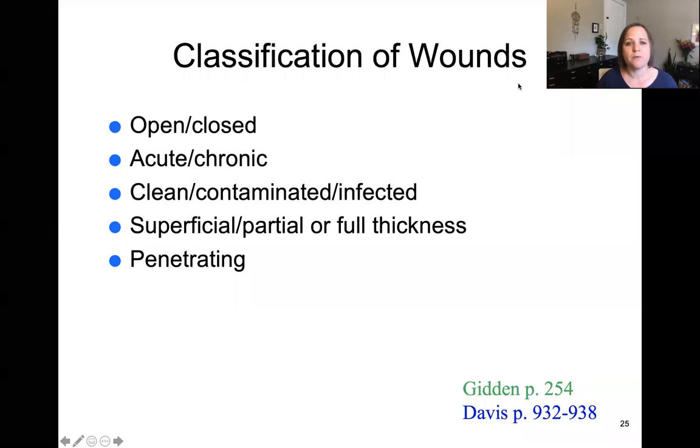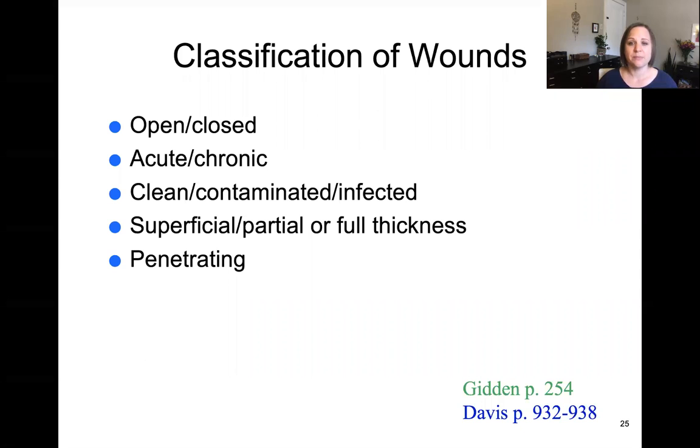And as we're talking about wounds, we can classify them by different things. They can be open wounds where the skin is no longer intact, or they can be closed. They can be acute, meaning happening just now, or chronic, meaning happening over the long term. They can be clean, contaminated, or infected. You can see superficial or partial thickness or full thickness wounds. And then you can have penetrating wounds.